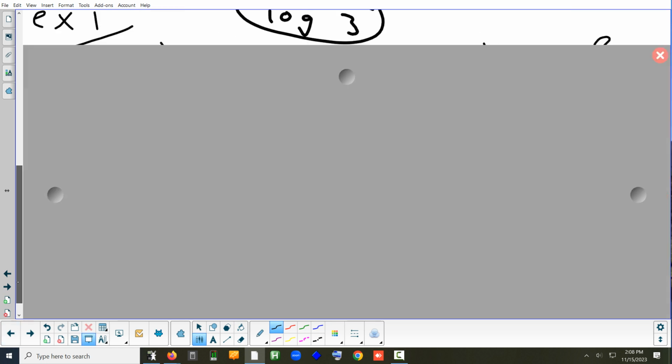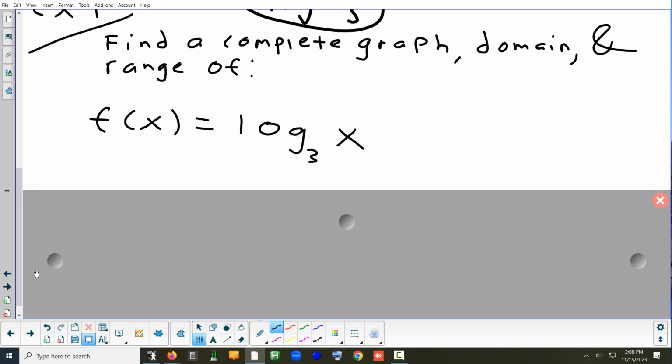All right, now let's graph. Find a complete graph, and the domain and the range.